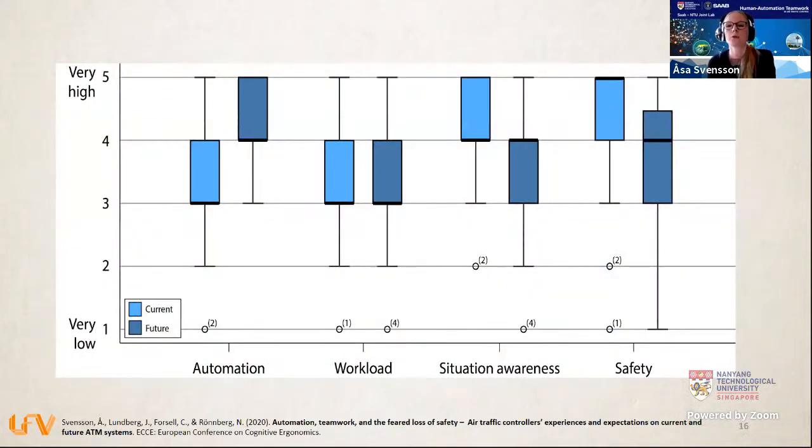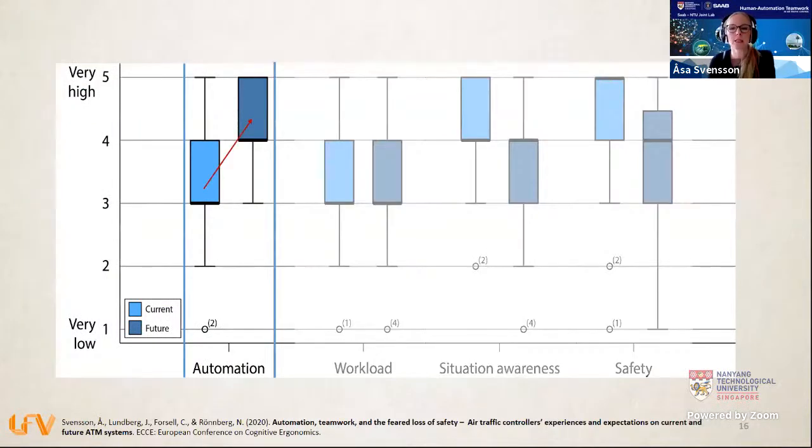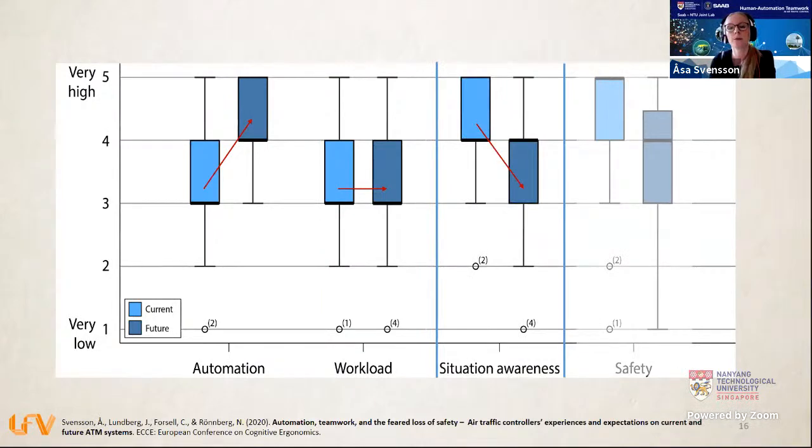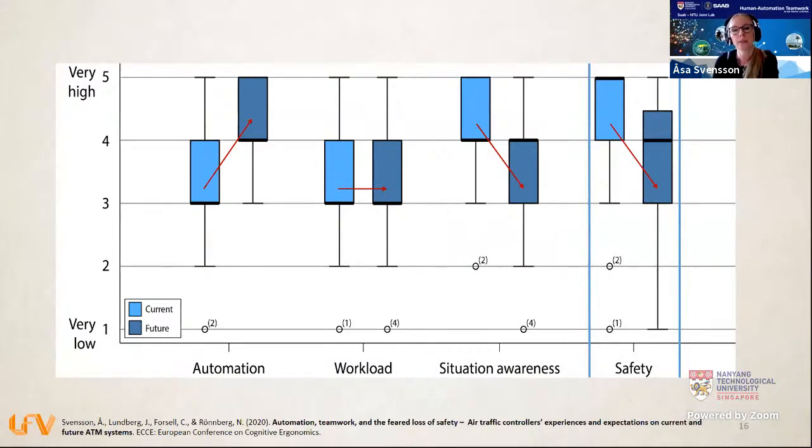The results show that automation is expected to increase in the future. Workload will stay at the same level as today. Situation awareness will probably decrease in the future, and safety will also decrease. This is what the respondents thought through the questionnaire.